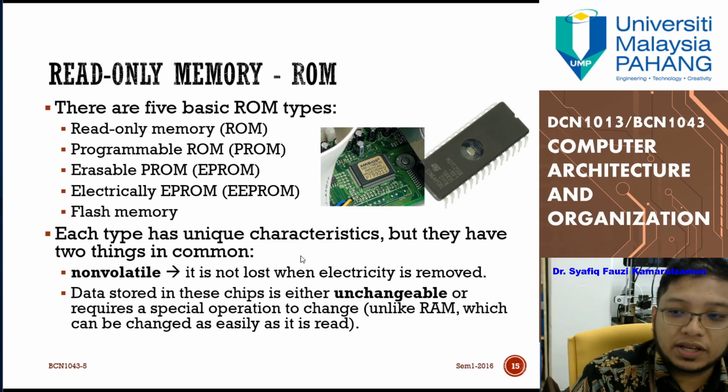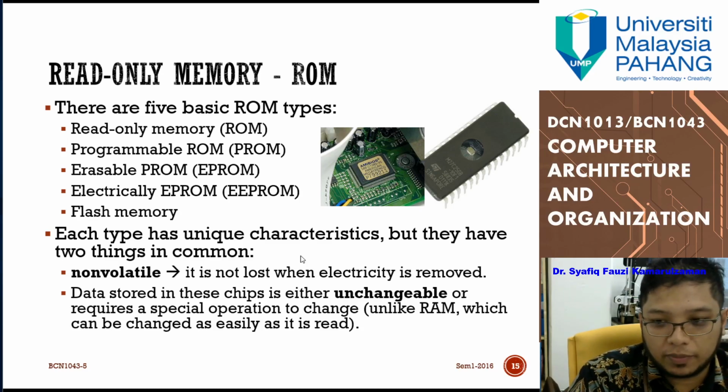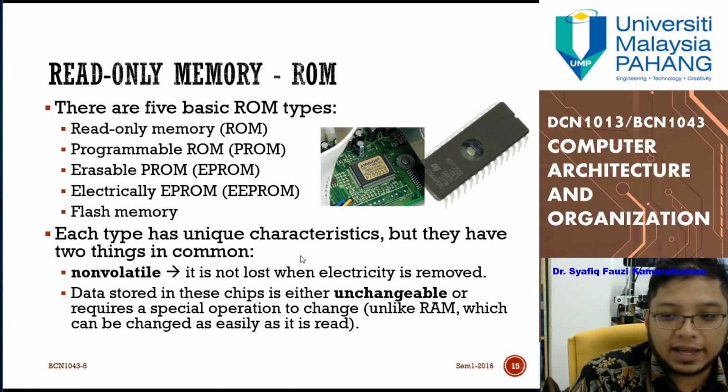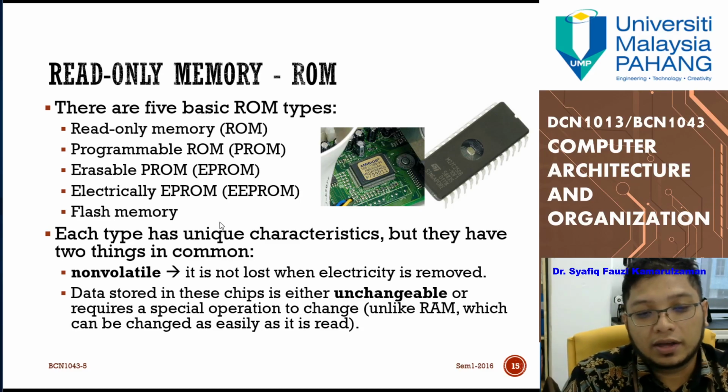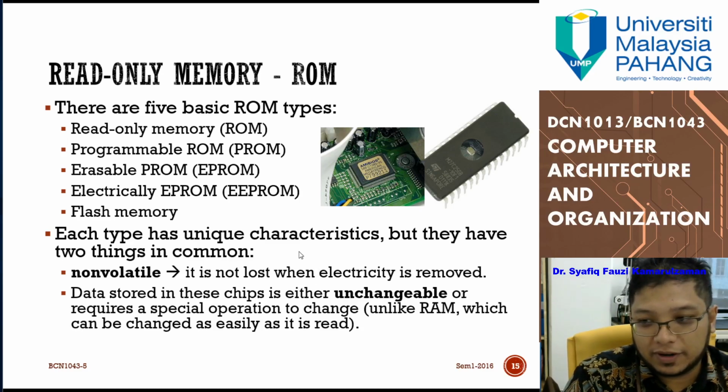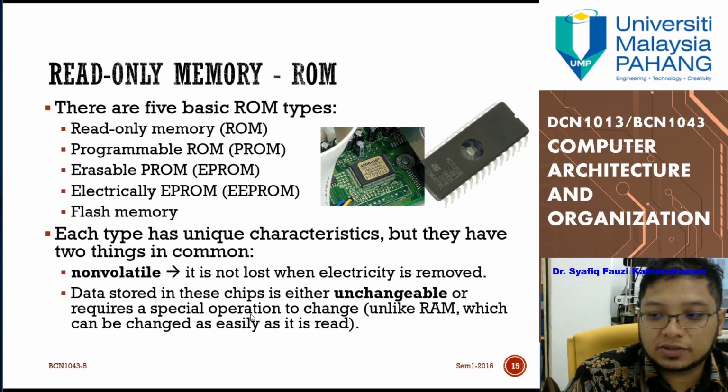Each type has unique characteristics, but they have two things in common. The first is that they are non-volatile, meaning data is not lost when electricity is removed. Flash memory, for example, is your SD card. It will not lose the data inside it. Data stored in the chips is either unchangeable or requires a specific operation to change, unlike RAM, which can be easily changed as it reads.